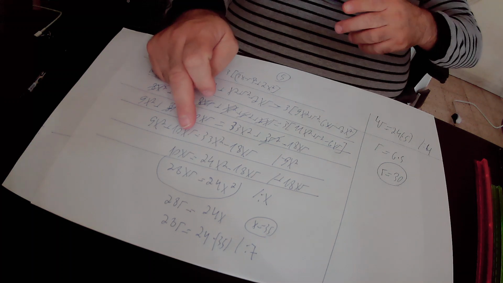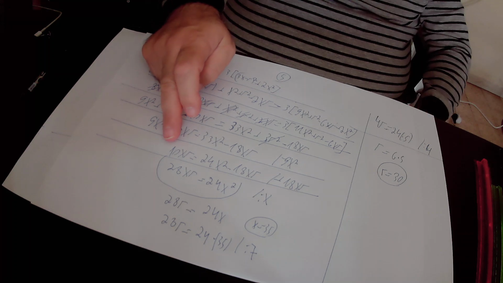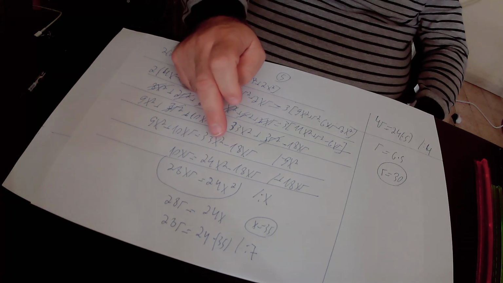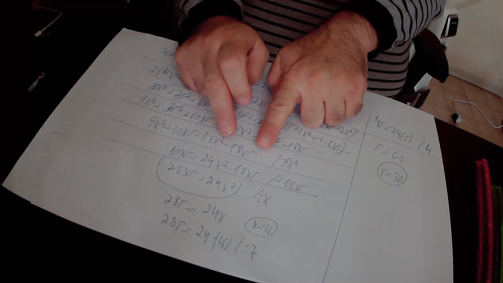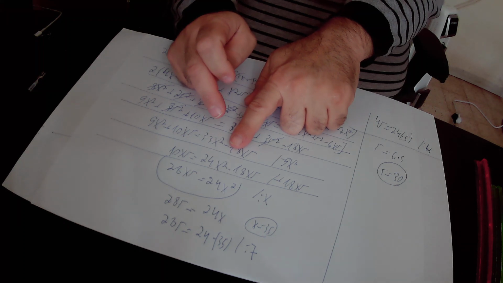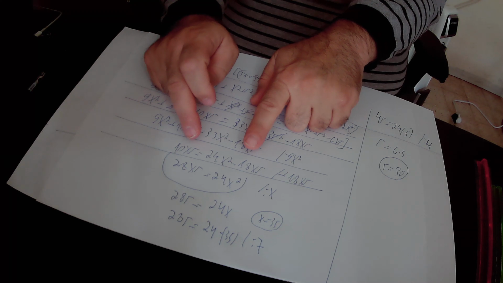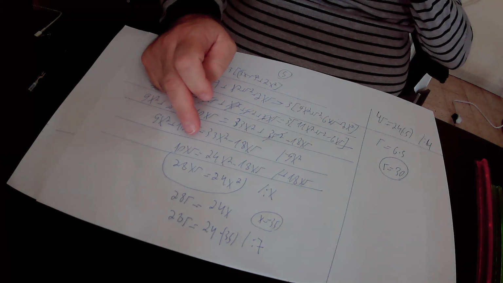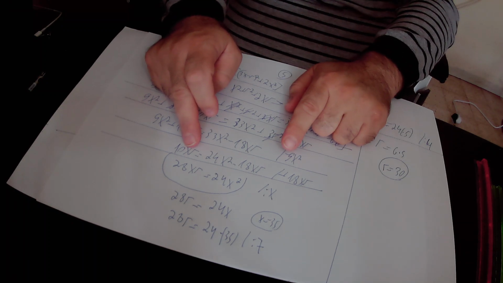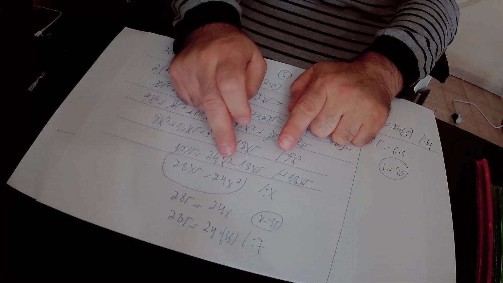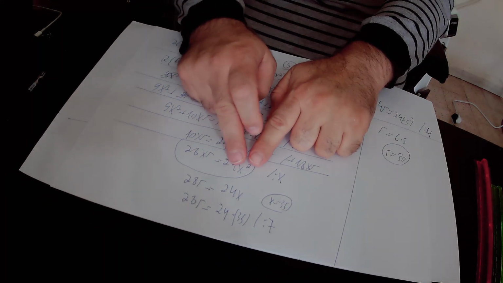Here we added 18xr to the equation and found that 10xr plus 18xr is 28xr, and here we have 24x squared because 18xr minus 18xr is 0. So on this side of the equation we are left only with 24x squared. So in conclusion, we found that 28xr equals 24x squared. Here we divided this equation by x and found that 28xr over x is 28r and 24x squared over x is 24x. So in conclusion, 28r equals 24x.